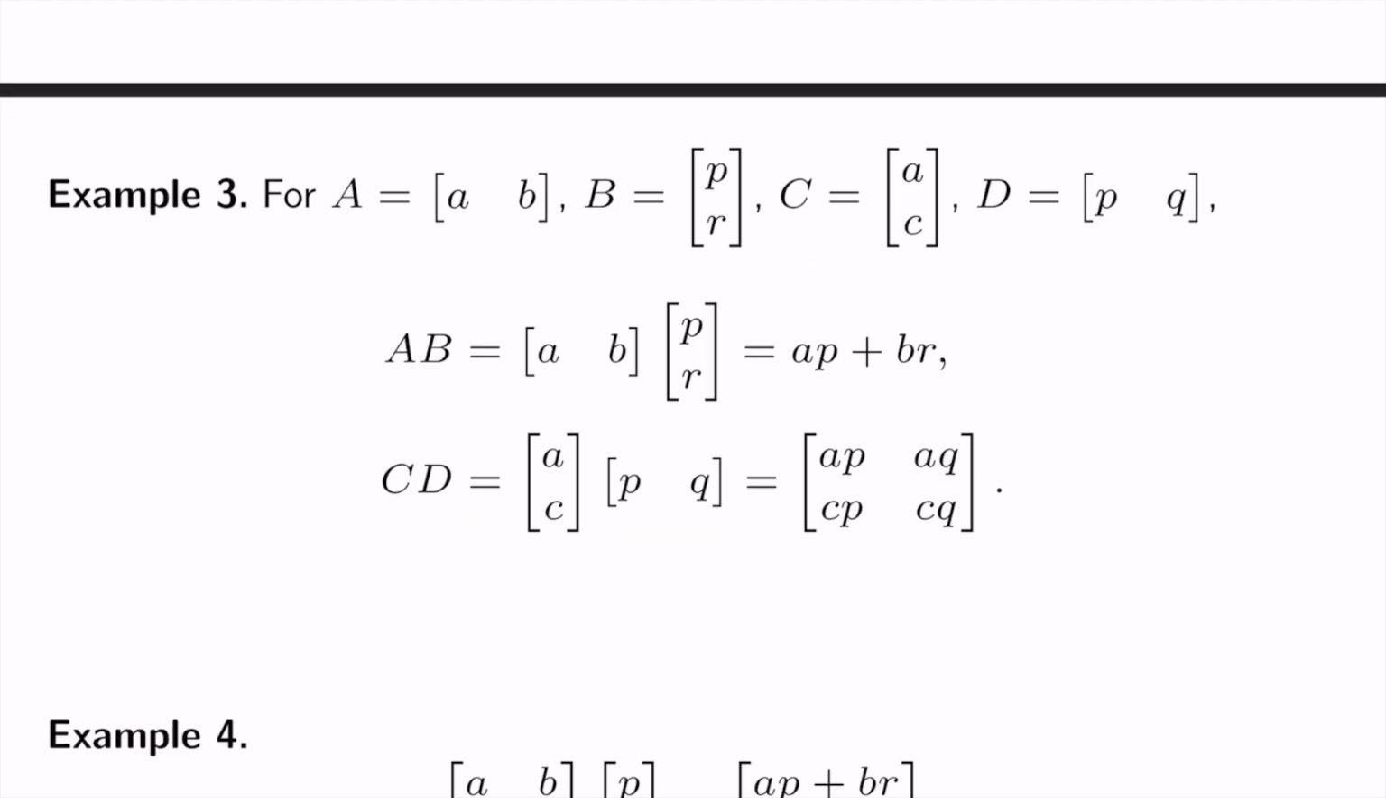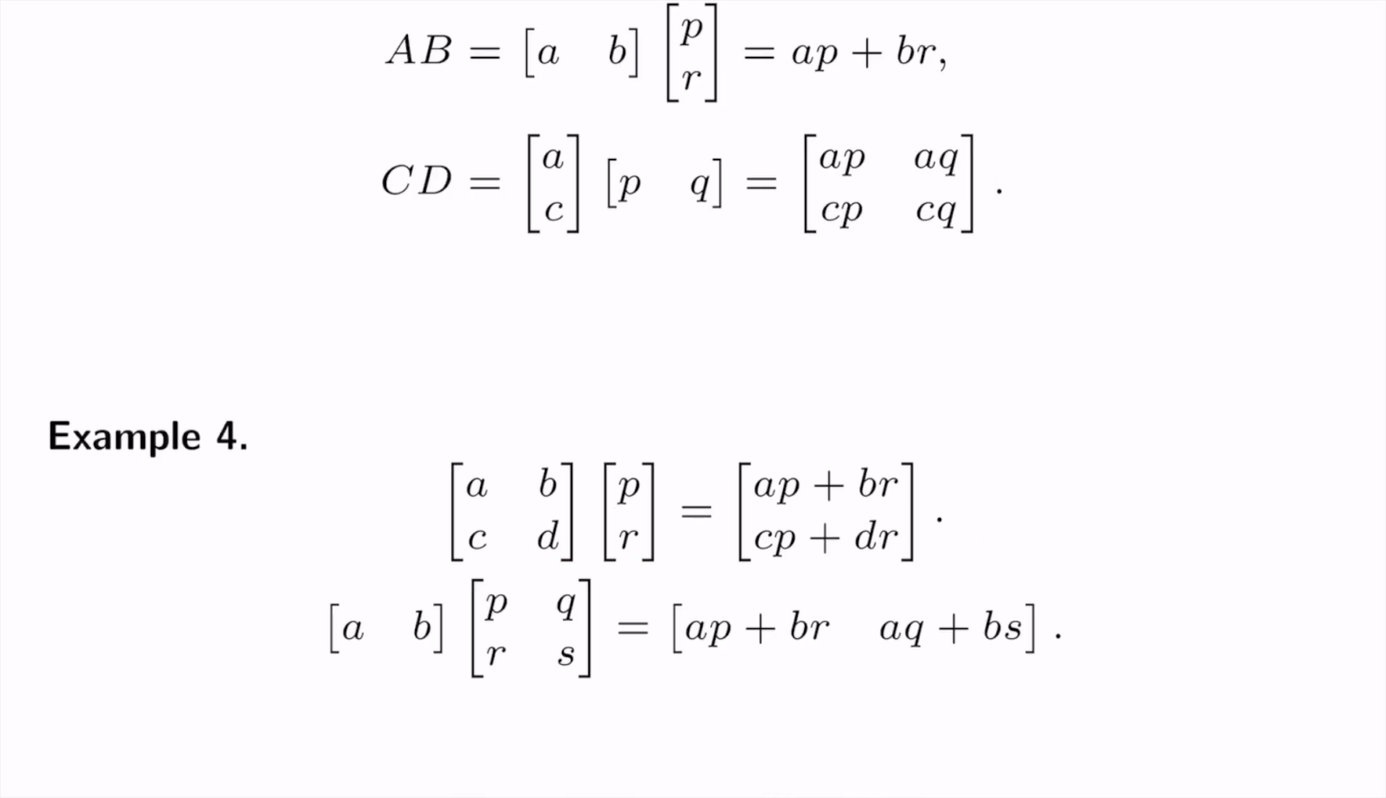And if we multiply C and D, the number of columns in C is 1, and the number of rows in D is 1. So we can define the product, and the result is this. So A times P, A times Q, C times P, and C times Q.